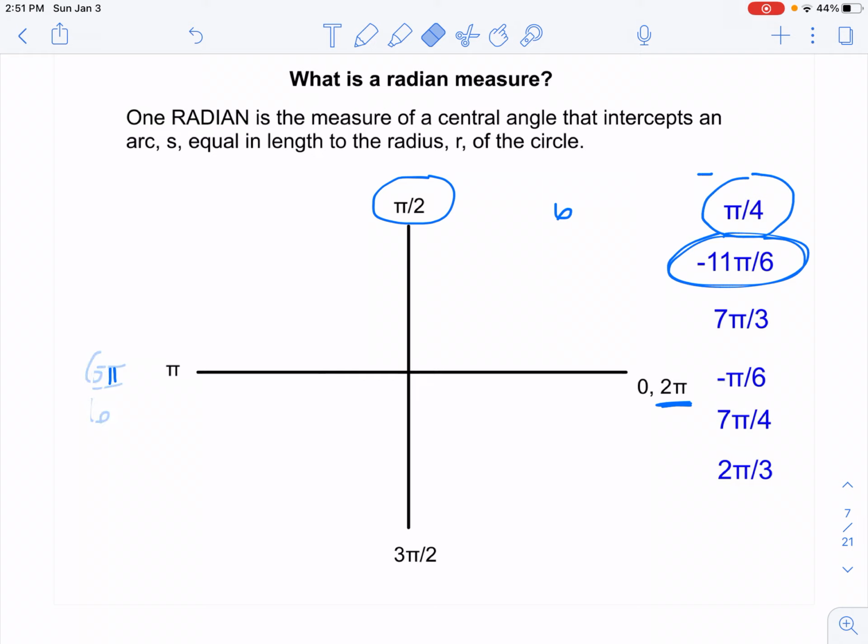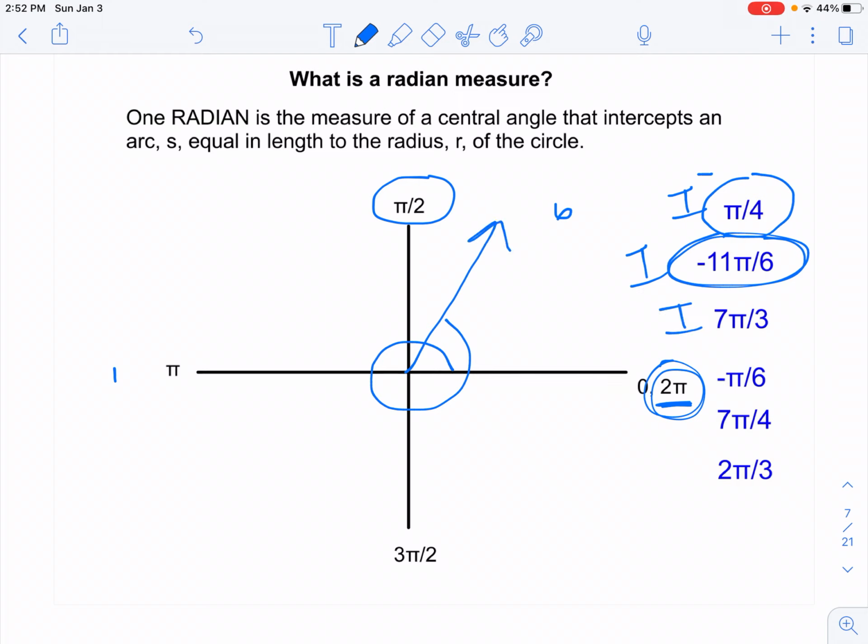So the first one is quadrant 1. The second one is also quadrant 1. 7 pi over 3. Well, 7 pi over 3 is bigger than 2 pi, right? Because 6 pi over 3 would be 2 pi. So this angle is 2 pi and 1/3, which would actually be here. So this would also be quadrant 1. So the first 3 are all quadrant 1.